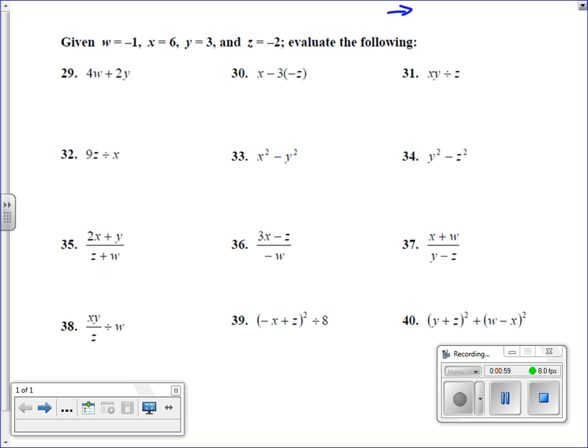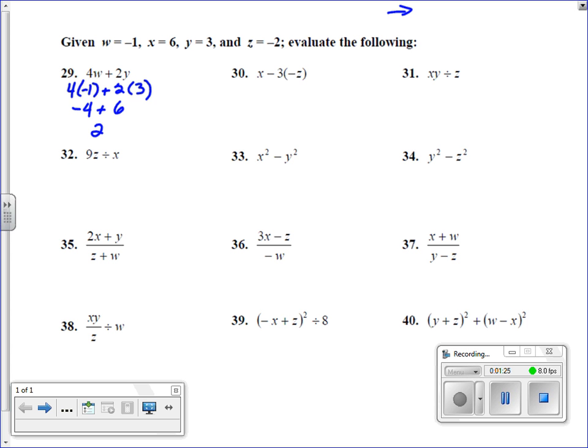Okay, so for 4w plus 2y, I'm going to substitute. I have 4 times negative 1 plus 2 times 3. So 4 times negative 1 is negative 4 plus 6. Negative 4 plus 6, I'll subtract those, and I have 2. And since I have more positives, my answer is positive 2.